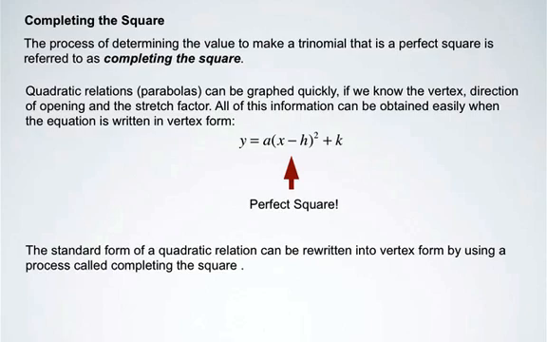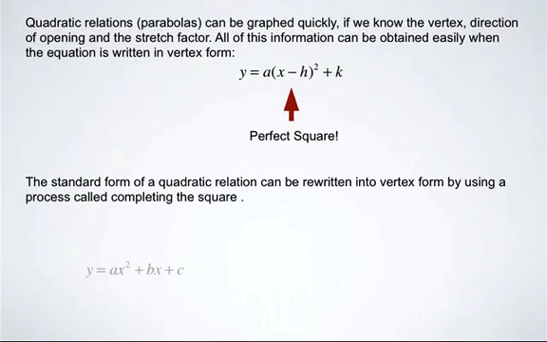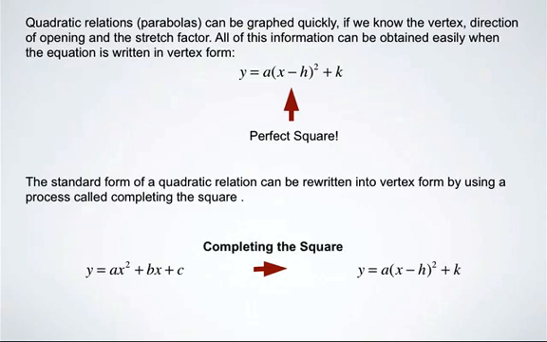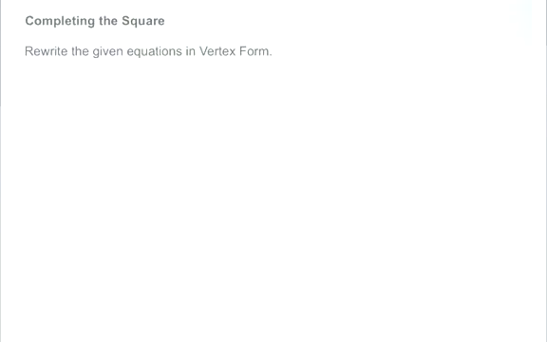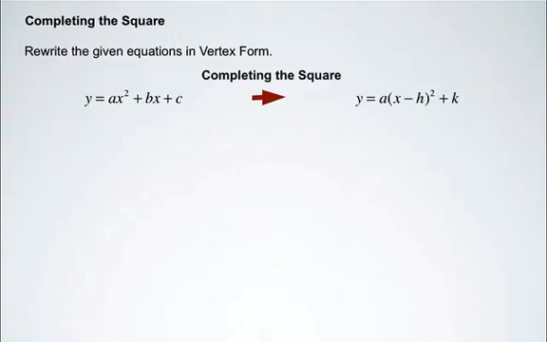The standard form of a quadratic relation can be written into vertex form by using a process called completing the square. Here's a standard form. Here's the vertex form. We need to go from standard form to vertex form. And we do so by completing the square. We're going to rewrite the given equations in vertex form. We're going to start off with standard form and move it to vertex form by completing the square.